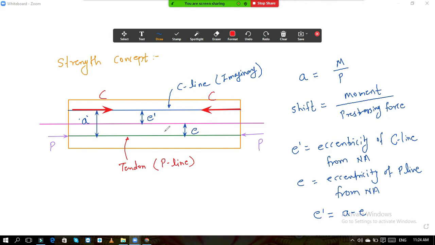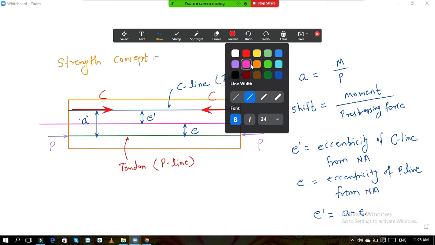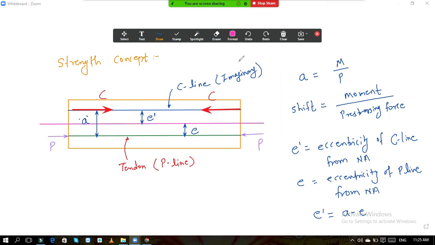Now if you see, this C line is above the neutral axis. If I rotate this C force above the neutral axis, what is the direction of rotation? The direction of rotation is like this, towards the neutral axis. If you take the moment, it will try to bend the neutral axis down.